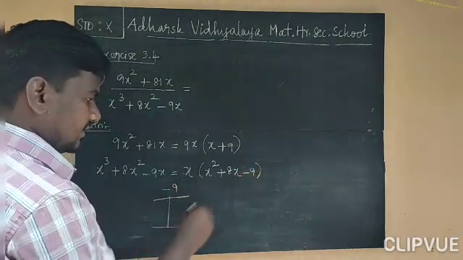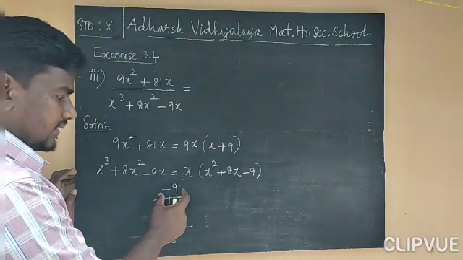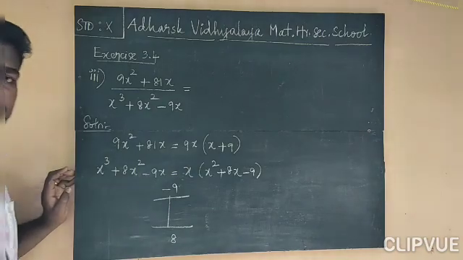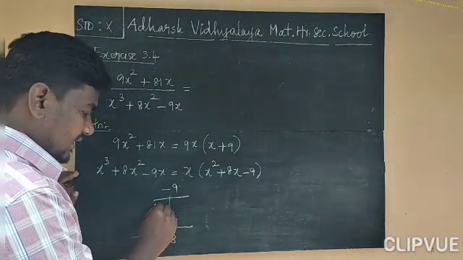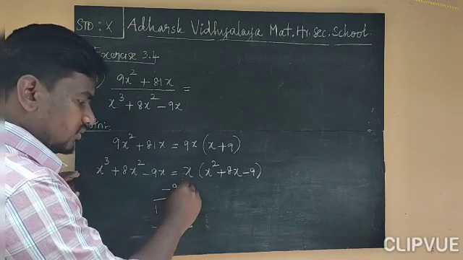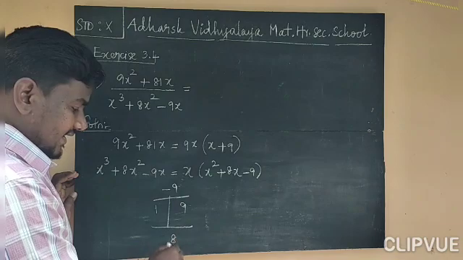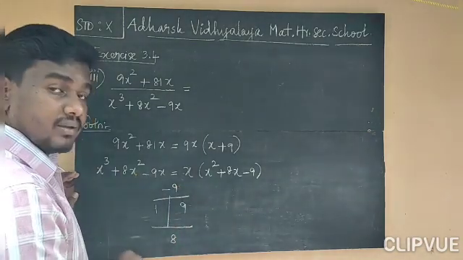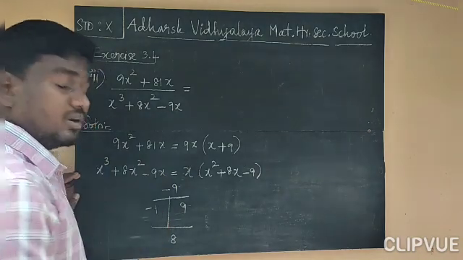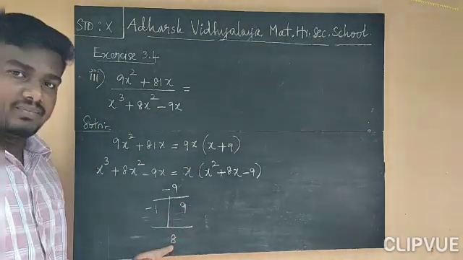Minus 9 and plus 8. So the product of two numbers is equal to minus 9. Sum of the same two numbers is equal to 8. What are they? We can take 1 and 9. 1 into 9 is equal to 9. 9 minus 1 is 8. Plus 8 is here, minus 9 is here. So which sign can we assign? To which number can we assign minus? To 1. So minus 1 plus 9. 9 minus 1 is equal to 8.